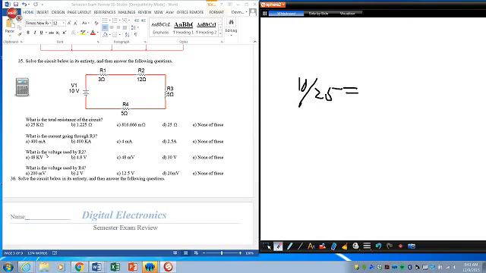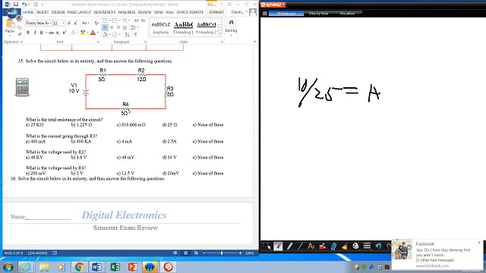Voltage used by R2: since we already got the current, because the current is the same everywhere, to get the voltage we just multiply the current times 12 ohms. Whatever you get from that. Next one, voltage used by R4. We already know the current, so we can multiply by the resistance of R4. So it's easy.